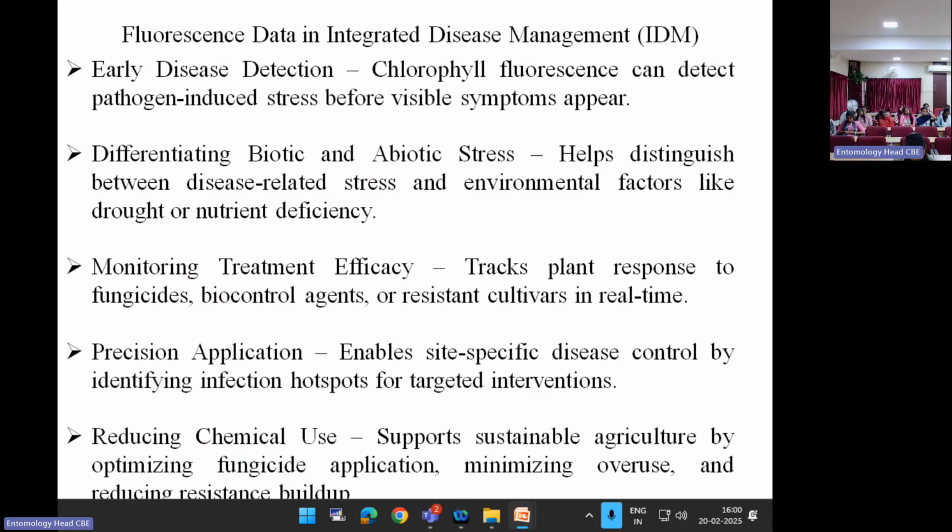So you can cover about hectares of plant population in one imaging system, and you can have a screen which will show images, by which you can detect pathogen-induced stress much before visible symptoms start to appear.